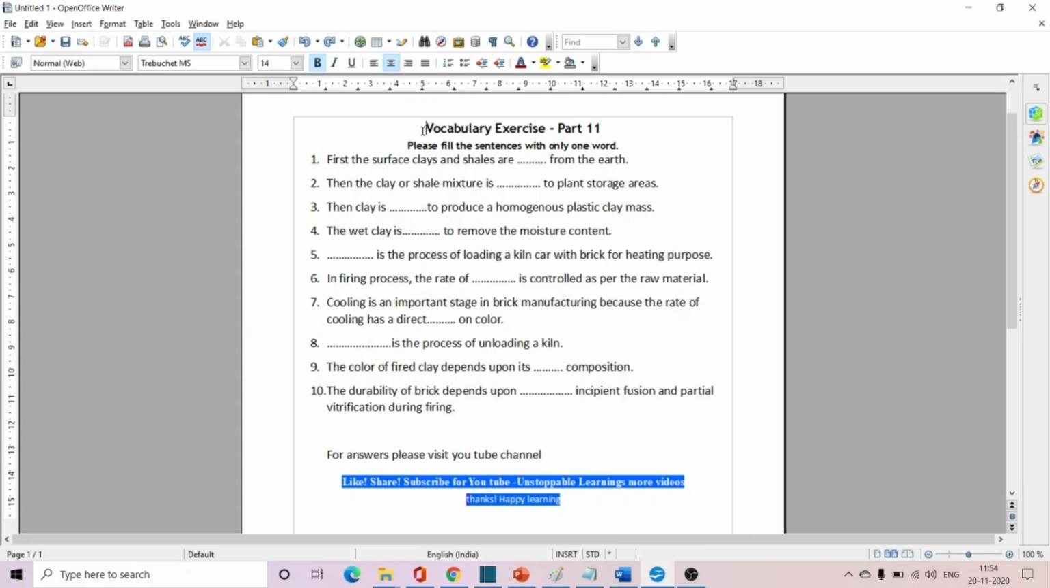Today we have an interesting exercise of how to make a brick. You can see the blanks available. Please try to fill the blanks with the appropriate vocabulary word. Let's start with the first one.